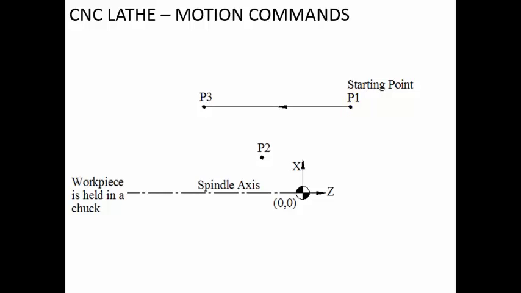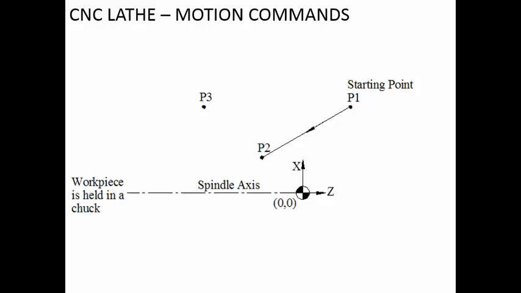Now say we want to move from P1 to P3. We can move along a straight line. We can draw a straight line passing through the points P1 and P3, and move from P1 to P3 along it. The distance of the points P1 and P3 from the spindle axis is constant, so we are going to get a workpiece which is cylindrical in nature. Cylindrical means the radius is the same at both ends, so you are going to get a cylindrical object.